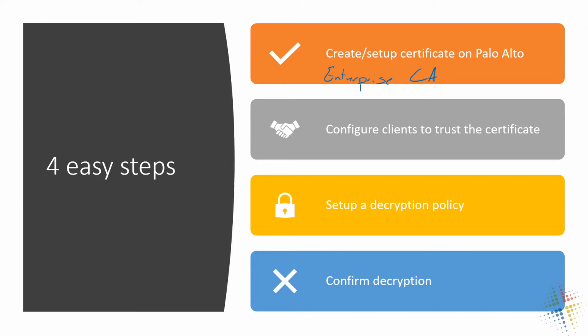Once we've set up that certificate, we then have to configure the clients to trust that certificate. Just because we have a certificate doesn't mean that they trust them. By the way, if any of these certificate or encryption policies are confusing, feel free to read up on certificates. PKI is probably the area you're looking for. PKI, private key infrastructure. So once the client is set up to trust the certificate, we define a decryption policy, and then we can confirm whether it's working. So let's go ahead and get started with setting up a certificate on our Palo Alto.